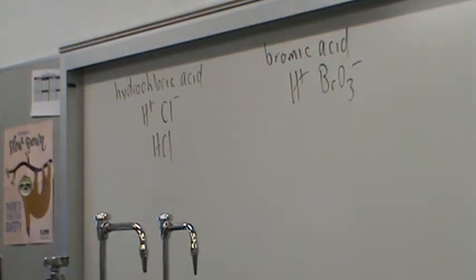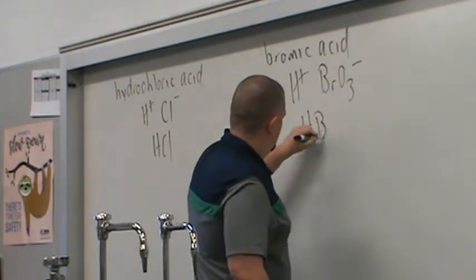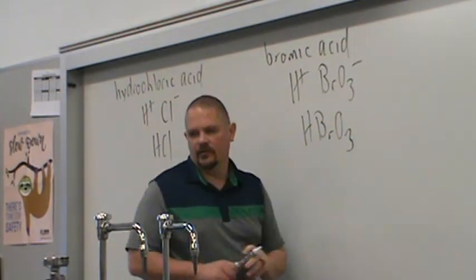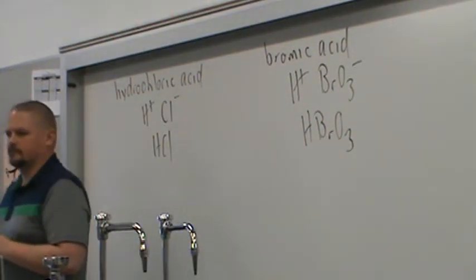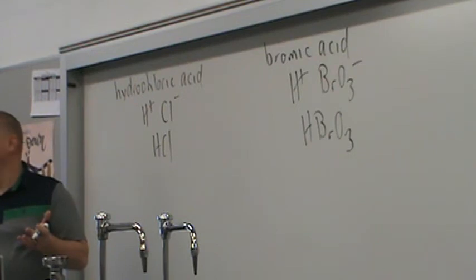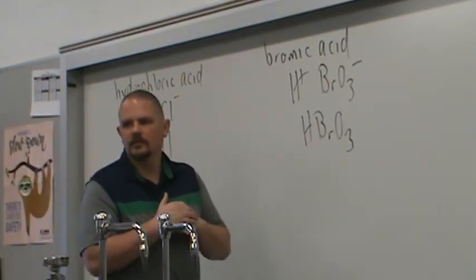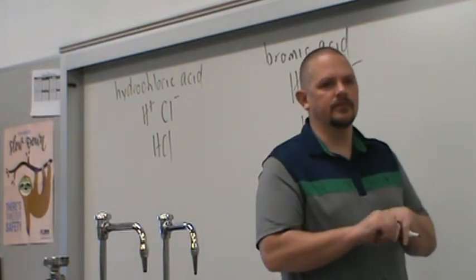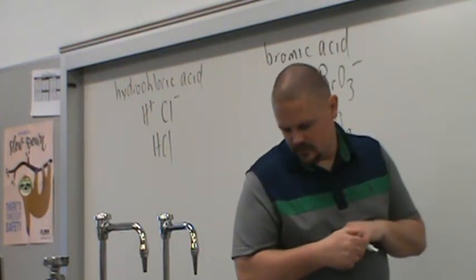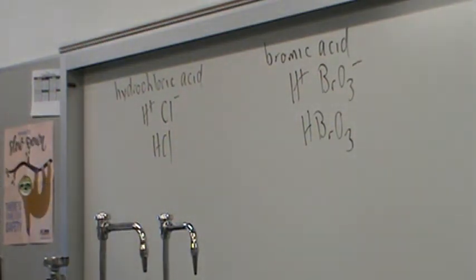So looking at our cation and anion, what should be the formula for bromic acid? HBrO3. Questions? Any kind of questions? No questions? Okay.